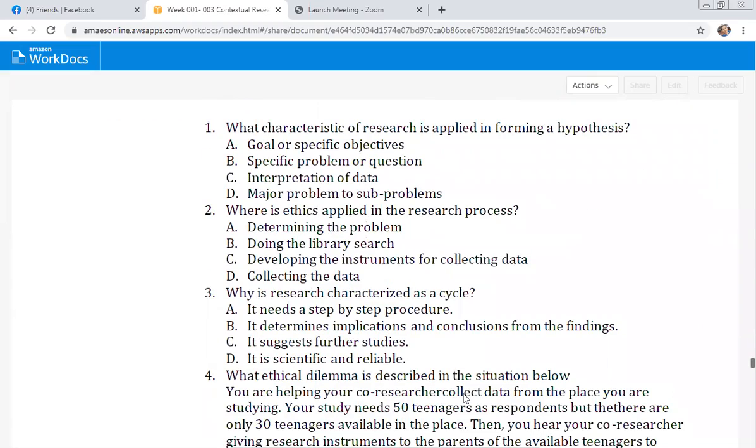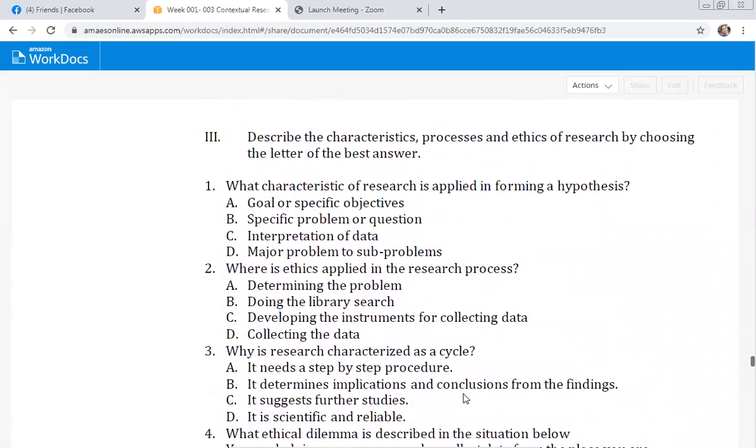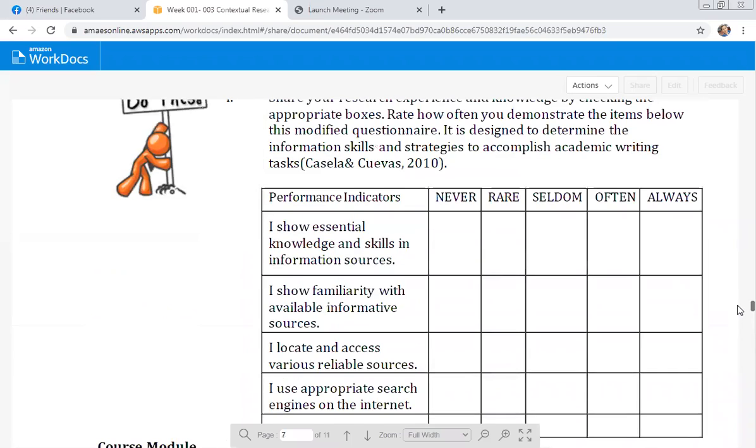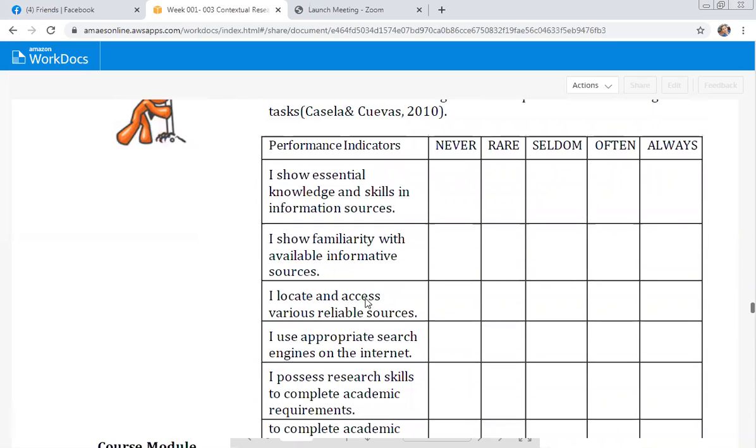1, 2, 3, 4. Ay, hindi. Ito muna pala. Sa notebook, number 1, 2, 3, 4, and 5. Sa papel, sa notebook. Never, seldom, often, and always.